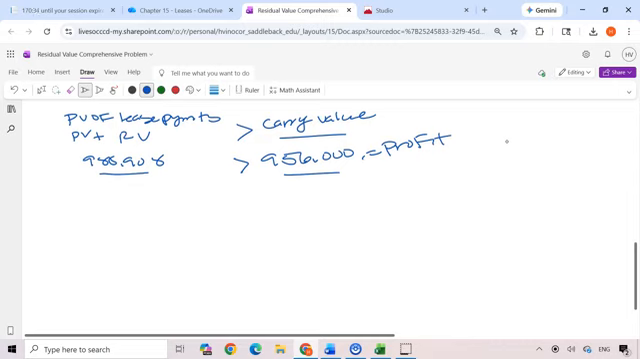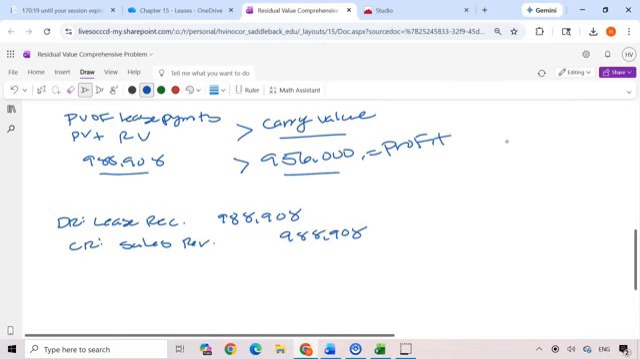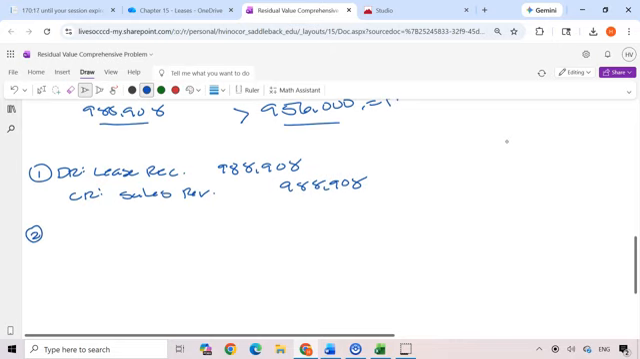So we're going to have two entries for booking this lease for the lessor. We're going to debit the lease receivable for the present value of the lease payments and the residual value for $988,908, and we're going to credit that as our sale. So we're going to credit sales revenue for $988,908. That's one entry.